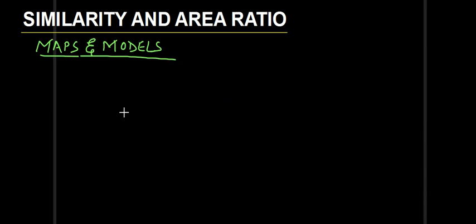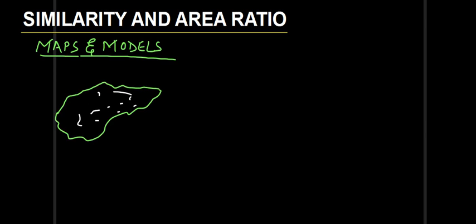Now we'll study maps and models. Suppose I draw a map like this. Obviously the map is not of the size of the actual area that I am showing, because if you see a map of India, that definitely isn't the size of the actual country India, right? So it is basically drawn to some scale.